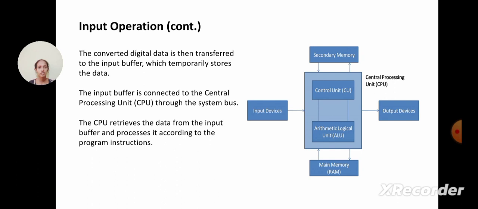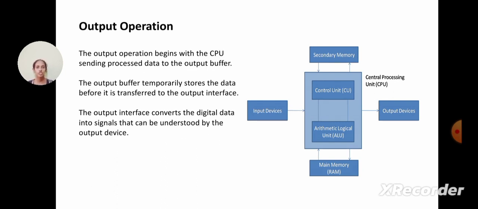The converted digital data is then transferred to the input buffer, which temporarily stores the data. The input buffer is connected to the central processing unit, CPU, through the system bus. The CPU retrieves the data from the input buffer and processes it according to the program instructions.